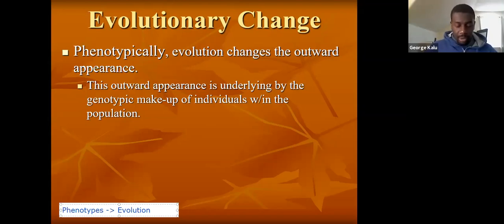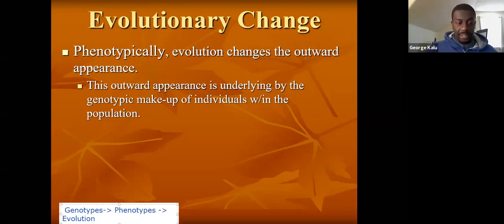Okay. Now, in order for us to have a change in the phenotypes, what do we need to see a change in first? Someone tell me. The genotypes, right. So we need to see a change in the genotypes. Okay. Now, in order for us to see a change in the genotypes, what do we need? We need a change in the what? Alleles, right.